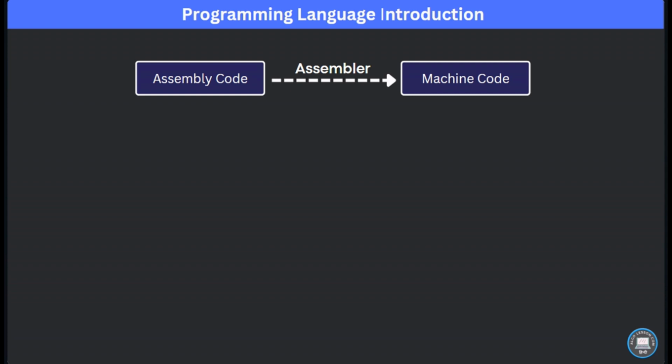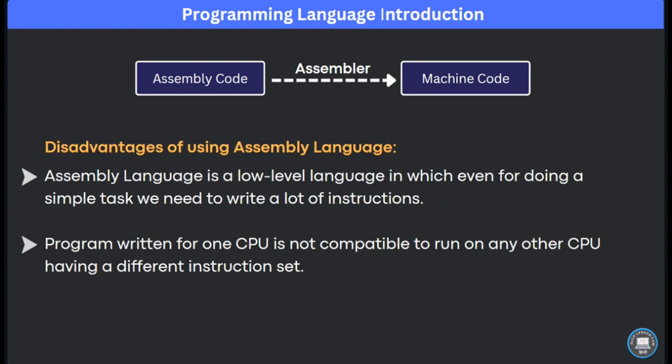But still, there are a few disadvantages in assembly code. Assembly language is a low-level language, and just to give simple instructions, we have to write a lot of instructions. If you want to perform a basic simple operation, we still have to write a number of instructions in assembly language, which is not a good idea. Because if you want to build a large application, it will take a long time and effort to build it by writing so many instructions.